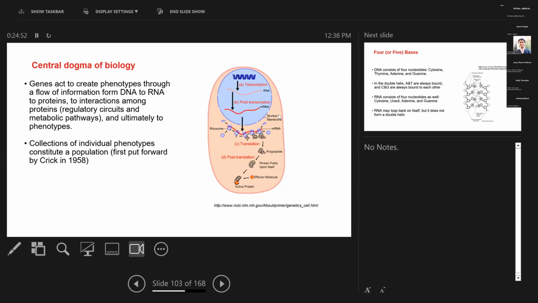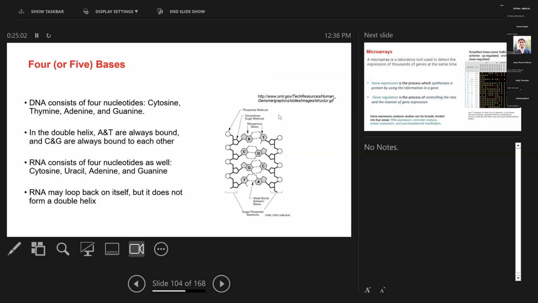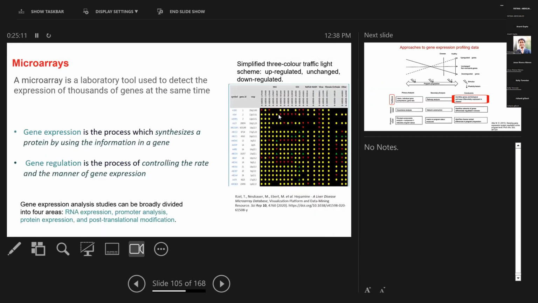Genes act to create phenotypes through a flow of information from DNA to RNA to proteins, to interactions among proteins, and ultimately phenotypes. And the collection of individual phenotypes will be a population, okay? And the DNA has 4 bases: the cytosine, thymine, adenine, and guanine. But how do you analyze large amounts of genes, thousands and thousands of genes?